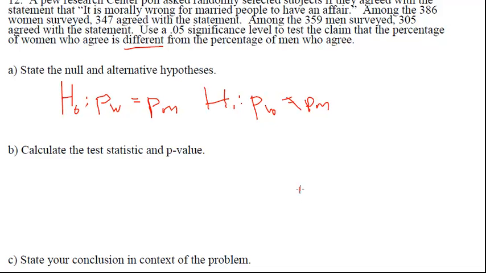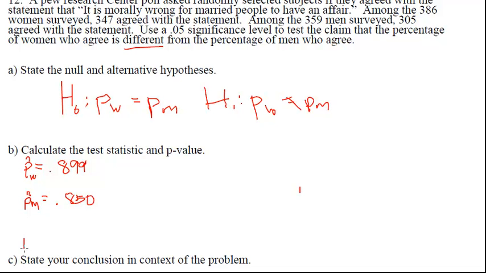Okay, so the proportion of women, that's going to be 347 divided by 386, and so that's equal to, oh, let's put W there, that's equal to 0.899. And then the proportion of men is p hat with an M. That's going to be 305 divided by 359, so that's going to be 0.850.